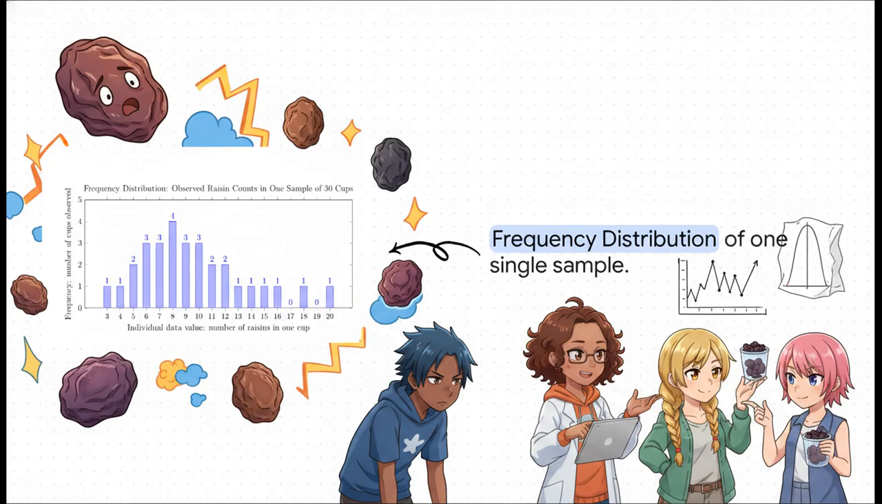Now look at the shape. It is definitely not a perfect, beautiful bell curve, is it? It's lumpy, kind of skewed, totally uneven. I mean, some cups only had 3 raisins, and one lucky cup somehow had 20. So the crucial takeaway here is that a sample distribution, which just describes the values inside one single sample, does not have to be normal. In the real world, observed data is often pretty messy.